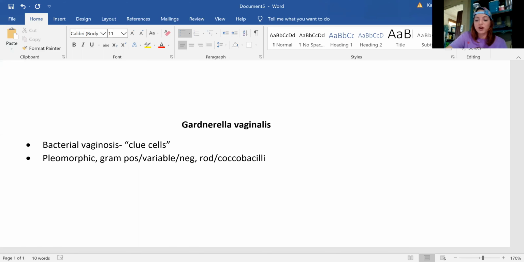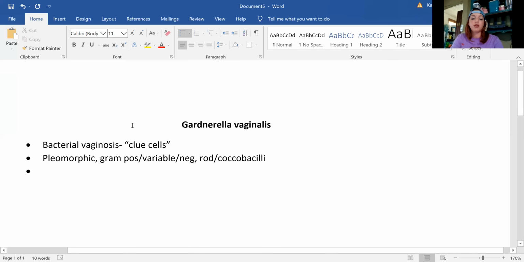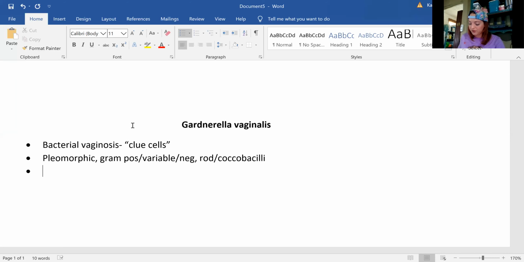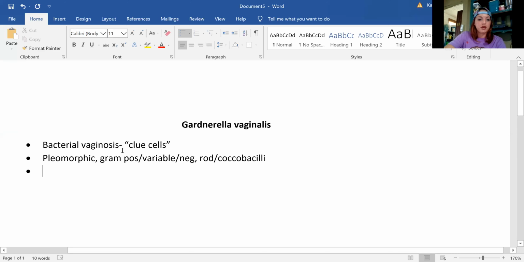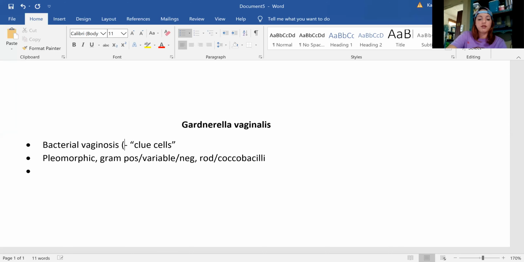And so it's normal flora. However, if your pH gets off and things like that, that's when people develop an infection. It's often associated with different sexual partners. However, due to it being normal flora, you can get your pH off without that. But it's generally considered like a sexual infection. So let me put BV up here for bacterial vaginosis.